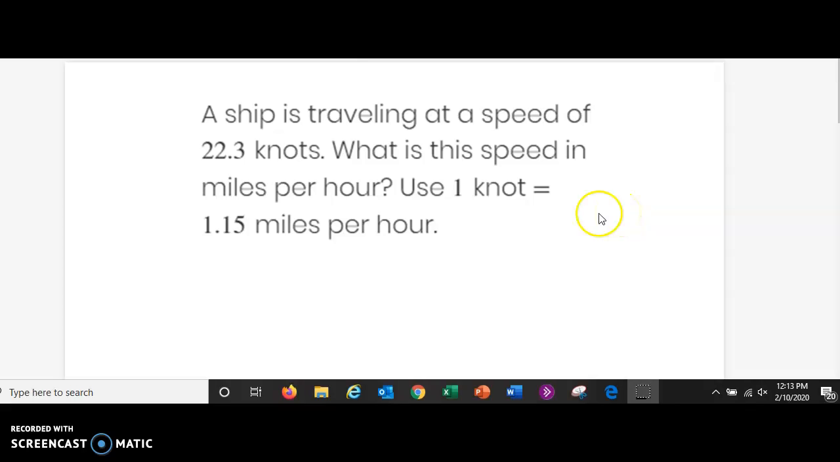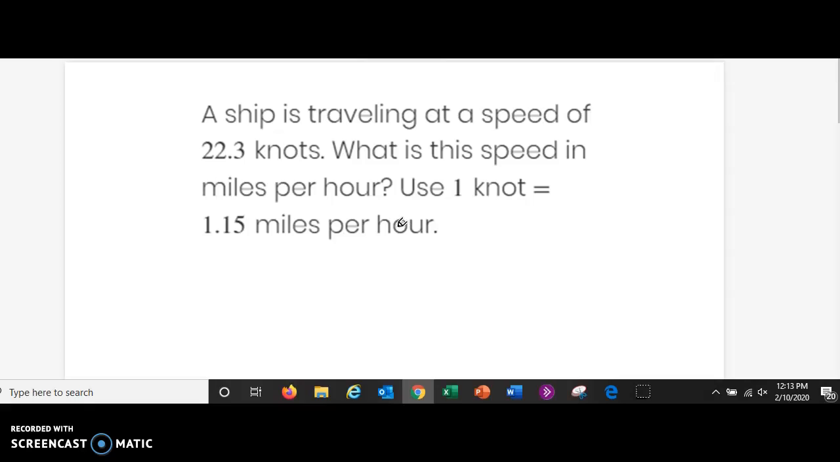Hey, boys and girls, I am on slide three in our class kickoff today for Unit 11, Lesson 1112. And we have this problem that we need to solve. It says a ship is traveling at a speed of 22.3 knots. What is the speed in miles per hour? And then it gives us a little hint. It says to use 1 knot equaling 1.15 miles per hour.